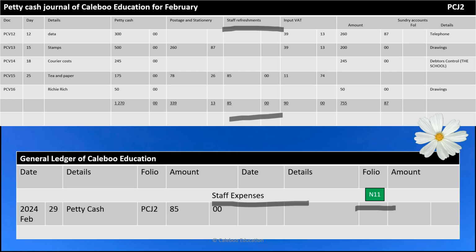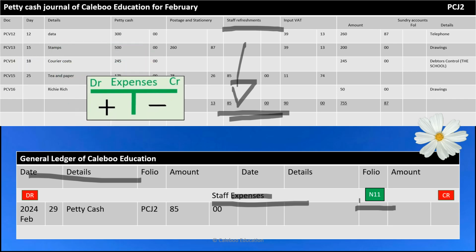This could have been perfect to coincide with the journal called staff refreshments, or rather staff refreshments could have been called staff expenses. So that amount of money, 85, needs to be taken to the general ledger. Staff expenses, nominal account number 11. And there you got your debit and your credit side.